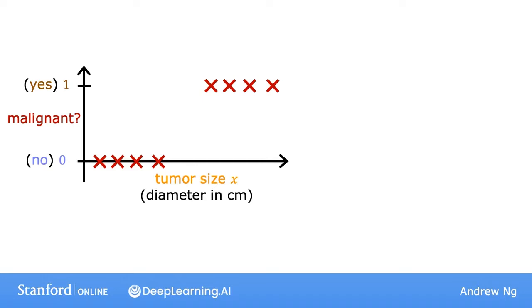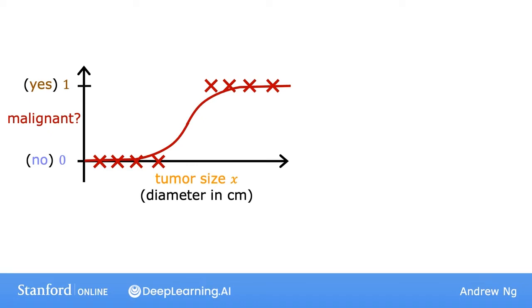You saw in the last video that linear regression is not a good algorithm for this problem. In contrast, what logistic regression will end up doing is fit a curve that looks like this, a sort of S-shaped curve to this dataset.